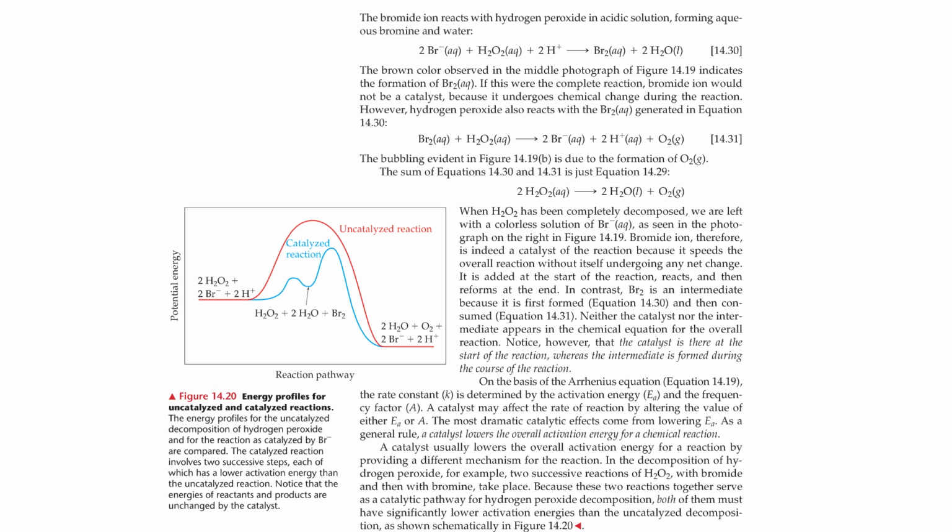Figure 14.20. Energy profiles for uncatalyzed and catalyzed reactions. The energy profiles for the uncatalyzed decomposition of hydrogen peroxide and for the reaction as catalyzed by bromide ion are compared. The catalyzed reaction involves two successive steps, each of which has a lower activation energy than the uncatalyzed reaction. Notice that the energies of the reactants and products are unchanged by the catalyst.